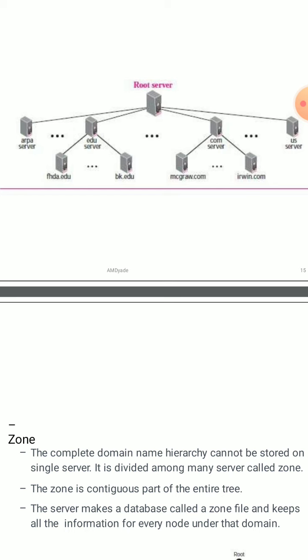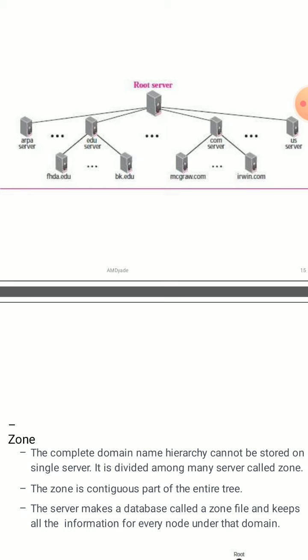So the ARPA server, edu server, .com server, and US server are nothing but zones. Here we have further divided fhda.edu and bk.edu. These two are nothing but the domains in that zone. If fhda.edu is further divided into a subtree, then it is called a domain, and it is also called a subdomain of that particular domain.